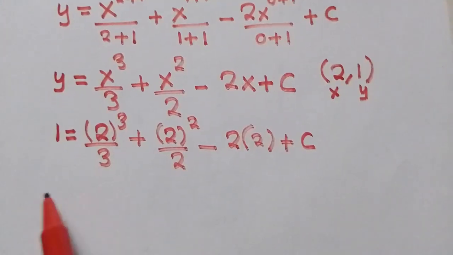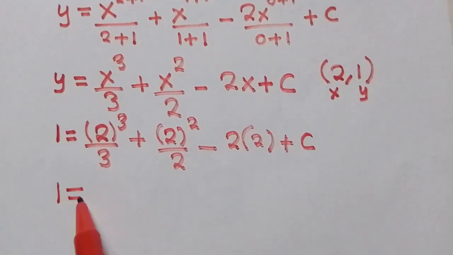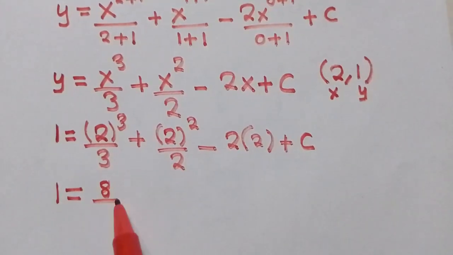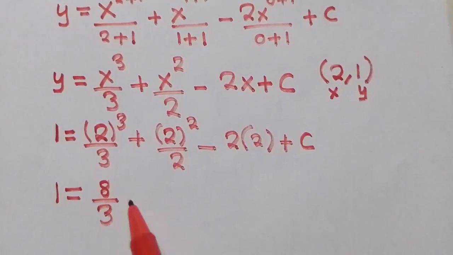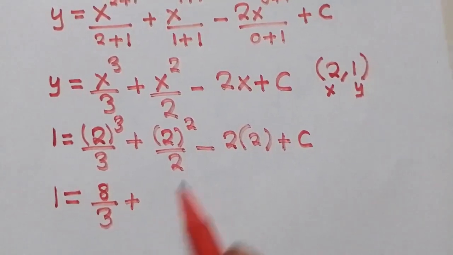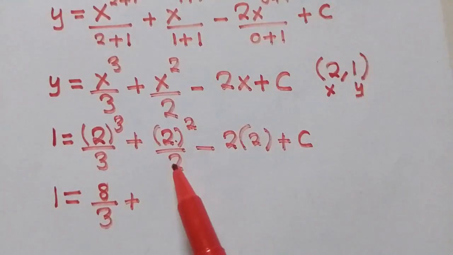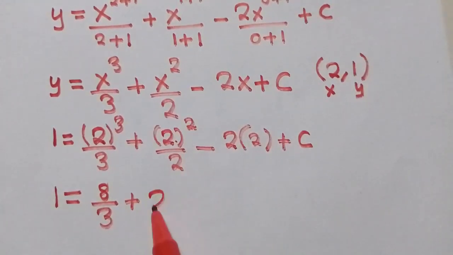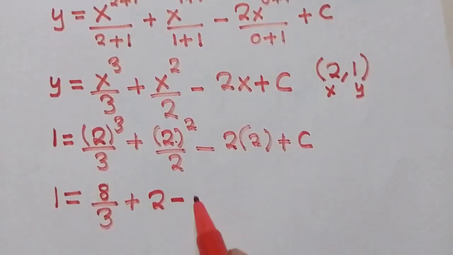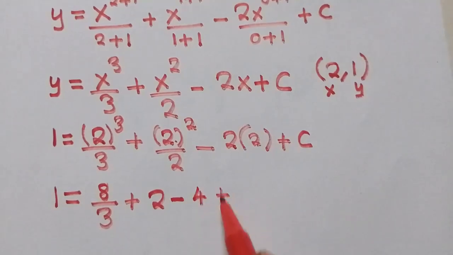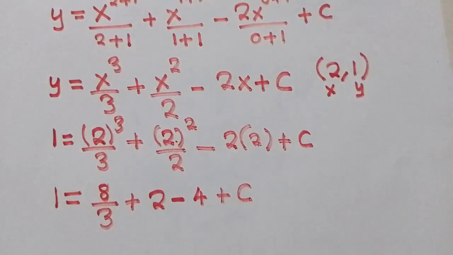Then I say 1 is equal to, what is 2 to the power 3? It is 8. 8 over 3. Plus, this is 2 to the power 2, 4. 4 divided by 2, it is 2. Minus, what is 2 times 2? 4. Plus C. This is what you are going to do.